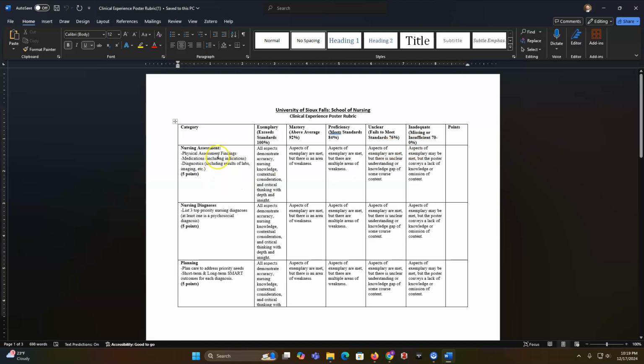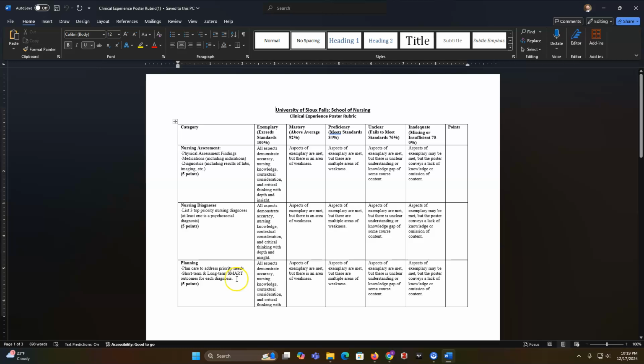So, nursing assessment. What were your findings? What medications were on? What diagnostics were done, including labs, imaging, etc. Nursing diagnosis, top 3, including one that is psychosocial. Priority nursing diagnosis, remember.